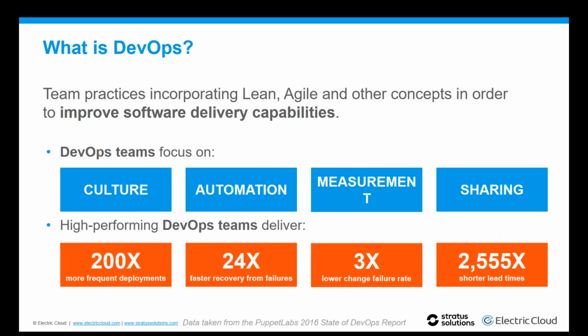So I think we all know what DevOps is. DevOps teams really do focus on CAMS: culture, automation, measurement, and sharing. It's supposed to be measurement, but the font changed apparently. This allows these high-performing DevOps teams to deliver. This is the Puppet State of DevOps report that Gene, Puppet, and the DORA Institute worked on together.